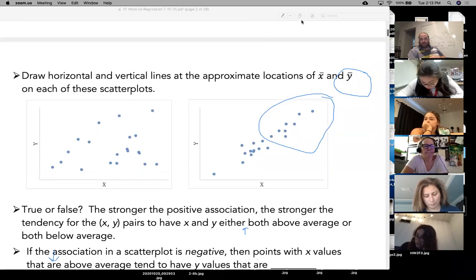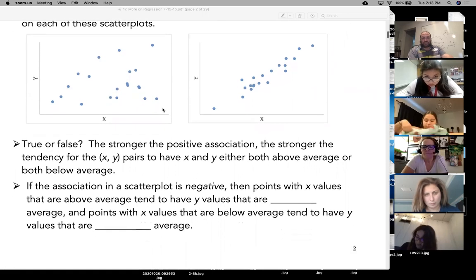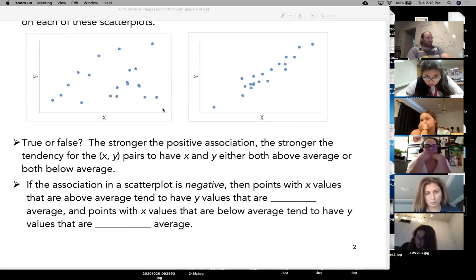Okay? Let's look at these two examples here. Which of these two examples would you say is the stronger correlated? The one on the left or the one on the right? The one on the right? The one on the right, correct?